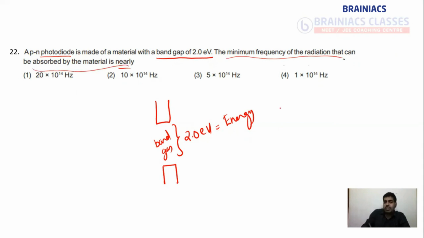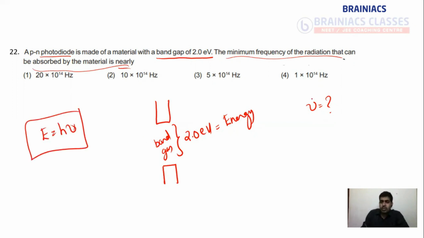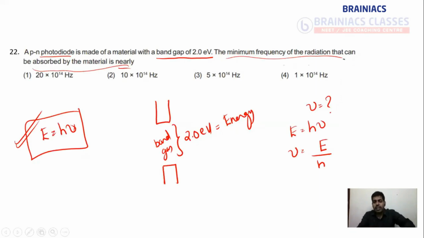So we have to find the frequency. What is the equation to calculate frequency? If energy is given, frequency is calculated using this equation: E is equal to h nu. This is the relationship between frequency and energy. So you can calculate frequency if you know energy by using this equation. So nu is equal to E by h.